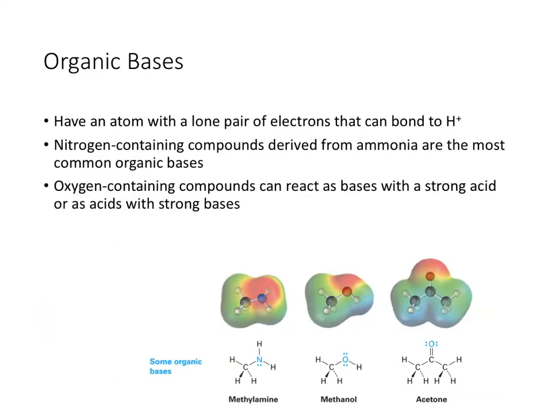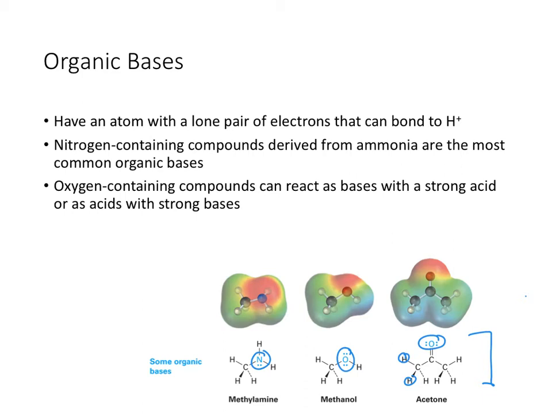Organic bases have an atom with a lone pair of electrons that can bond to hydrogen. So interestingly, sometimes we will see that the same molecule could have acidic hydrogens, but could also act as a base. So acetone, which we saw in the other example, these hydrogens we said were acidic, but this oxygen could act as a base. The same thing with methanol. This oxygen can act as a base, and with amines, the nitrogen, which has a lone pair, can act as a base. So notice the sites that can act as bases all have lone pairs.